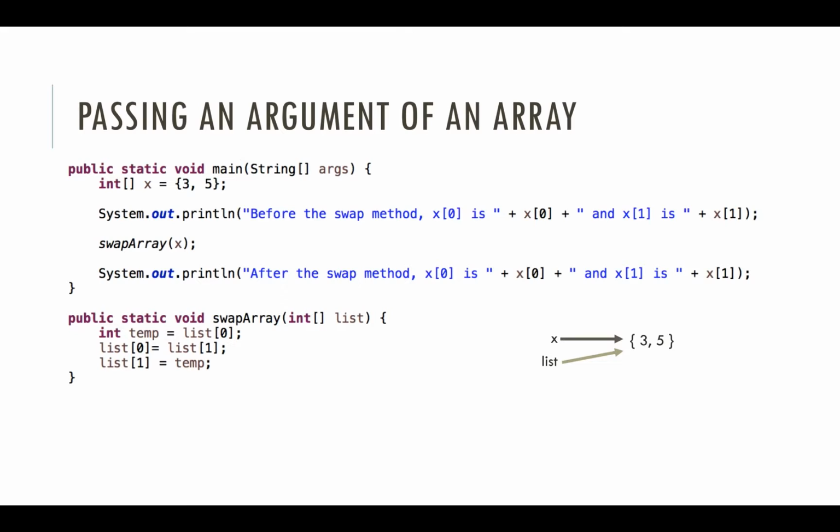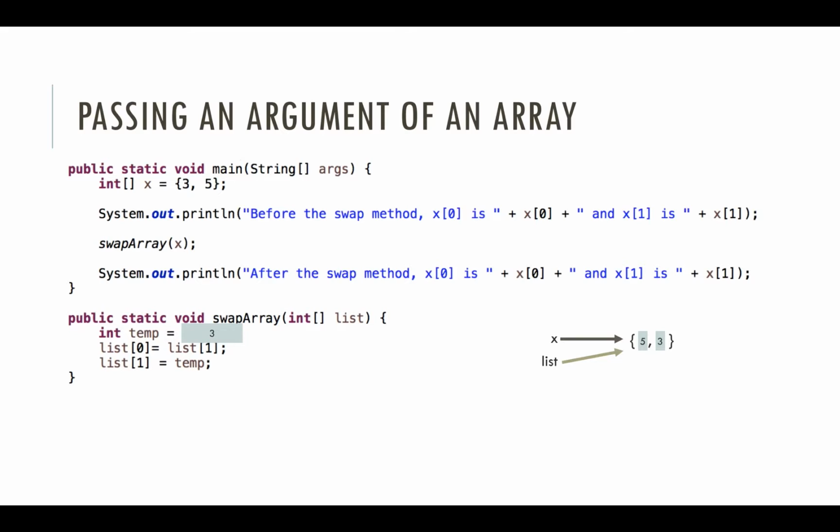Inside the swap method, we have temp equal to list of 0, so temp is equal to 3. And then we have list of 0 equal to list of 1, so list of 0 is equal to 5. And then list of 1 is equal to temp, so list of 1 is equal to 3. Since list and x are pointing at the same location, the changes that we made to the array list also apply to the array x.